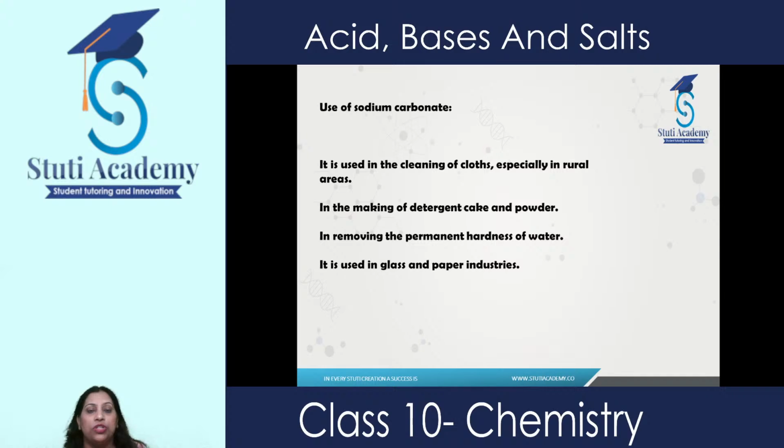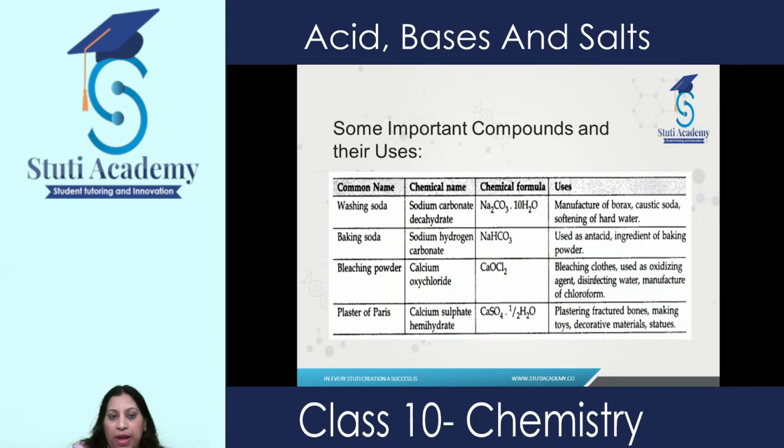What are the uses of sodium carbonate? This sodium carbonate is used for cleaning clothes, which we use in our daily life as a detergent. It is used in making washing powder and detergent cakes. It removes the permanent hardness, and it is used in the manufacture of glass and paper. Now, a few more terms are associated with this when we prepare it.